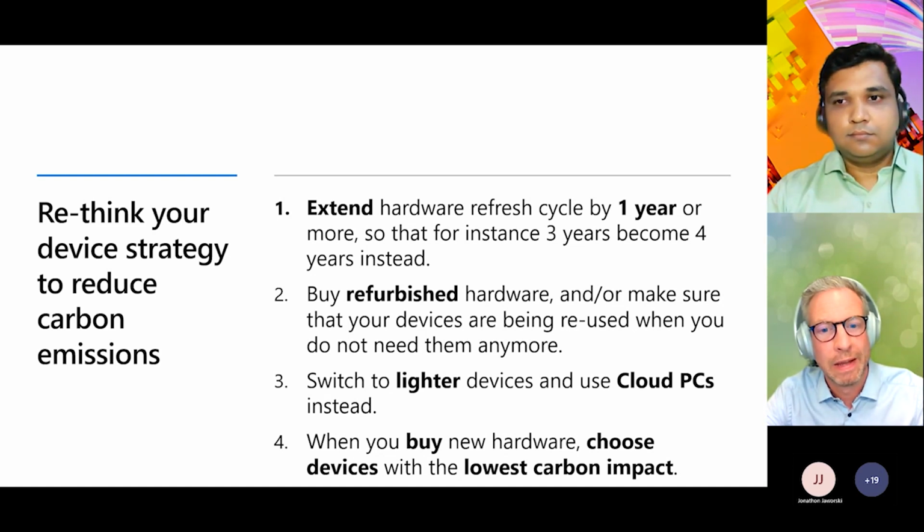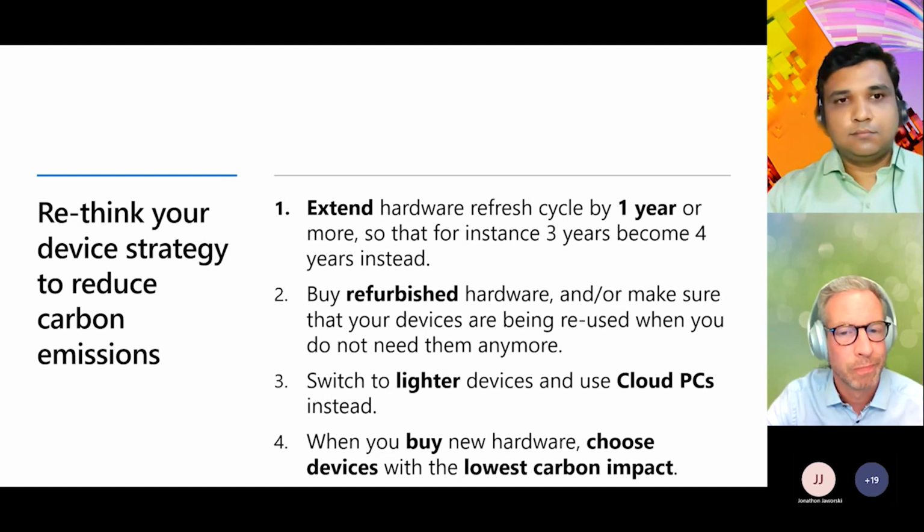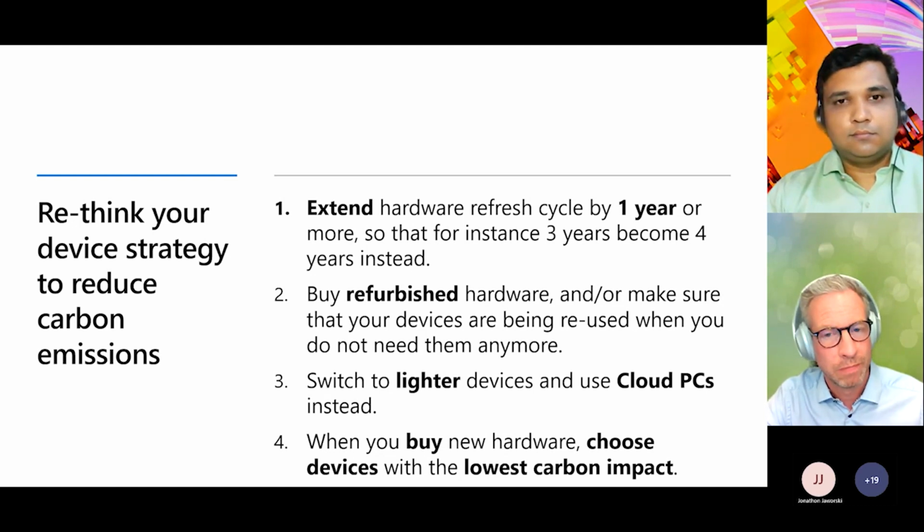And number one, and the absolutely easiest thing, is to increase the time frame after which you typically exchange or replace a computer or other device. Even extending this by 1 year, so that you keep the device, for instance, for 4 years rather than 3, has a huge impact and is a real carbon saver. And extending it even more, the more you gain, the more the climate gain.